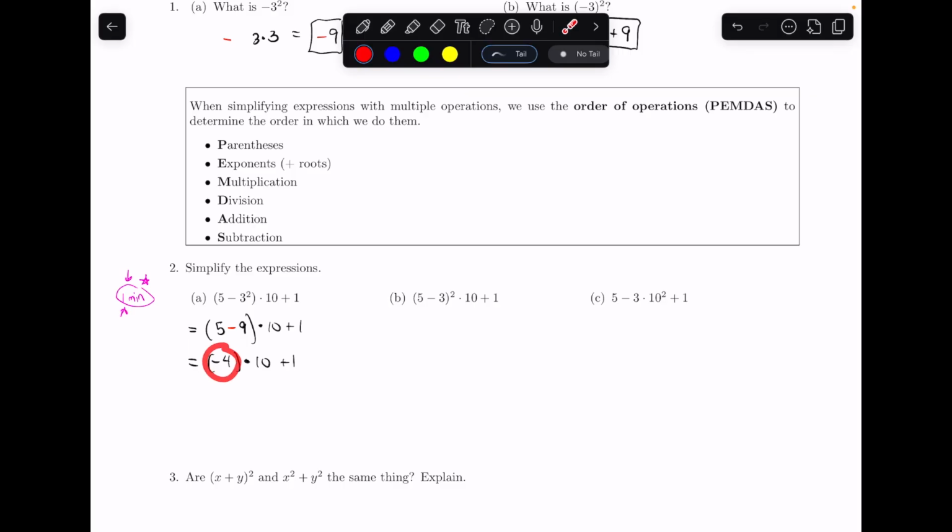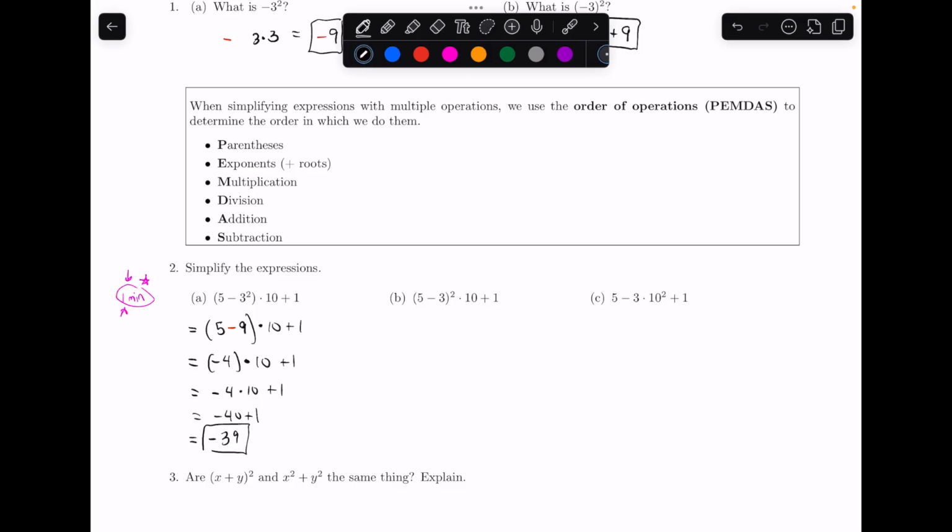What's parentheses negative 4? That's just negative 4. If I had wanted to, I could have gotten rid of the parentheses at that point. Negative 4 times 10, and then plus 1. Multiplication comes before addition. So this gives me negative 40 plus 1. Adding those, I'll get negative 39.